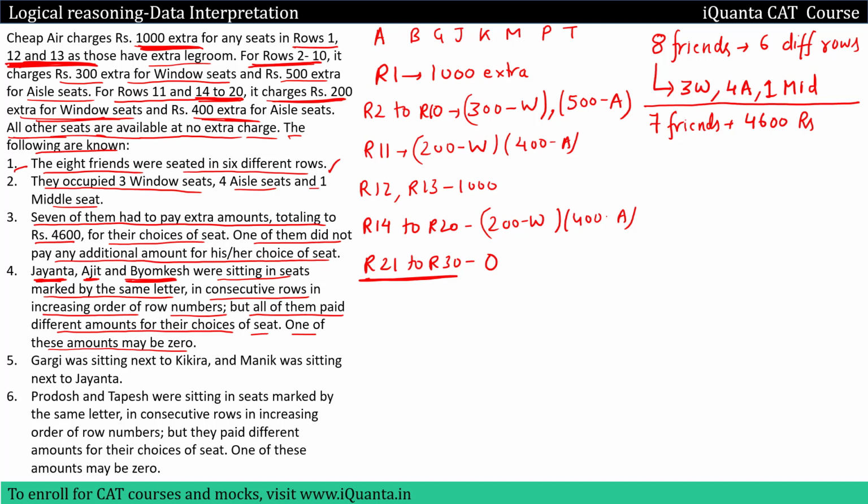So let me write down these friends over here. I have JAB. So JAB, their seat will be marked by the same letter. This should be noted down. But all of them, they'll sit in consecutive rows. Jayanta will have the lowest row number. Byomkesh will have the highest row number among these 3. And they all will pay different amounts for their choice of seat. That is why I have written JAB in a sequence. Okay. After that, Gagi was sitting next to Kikira and Manik was sitting next to Jayanta. So I'll note down this clue over here.